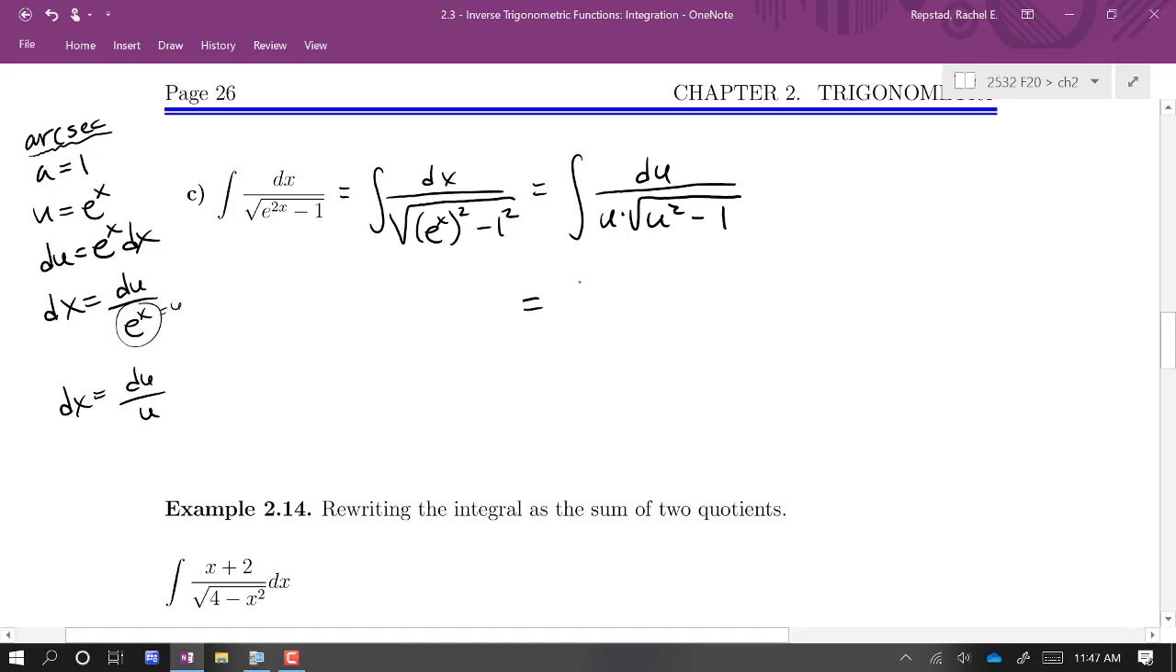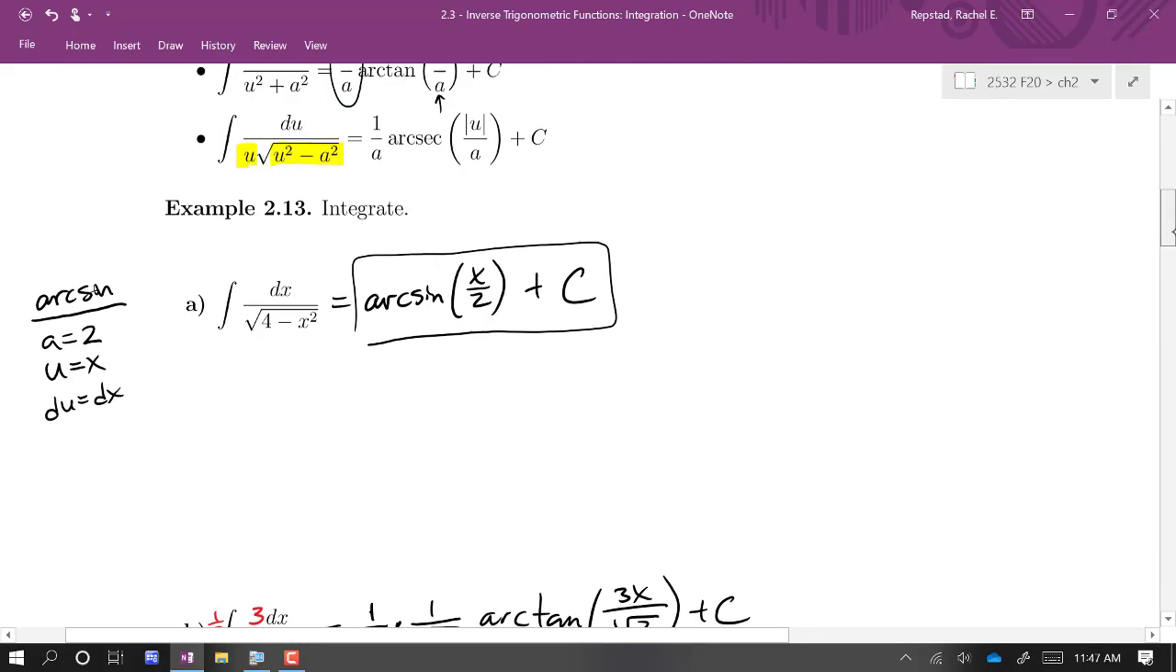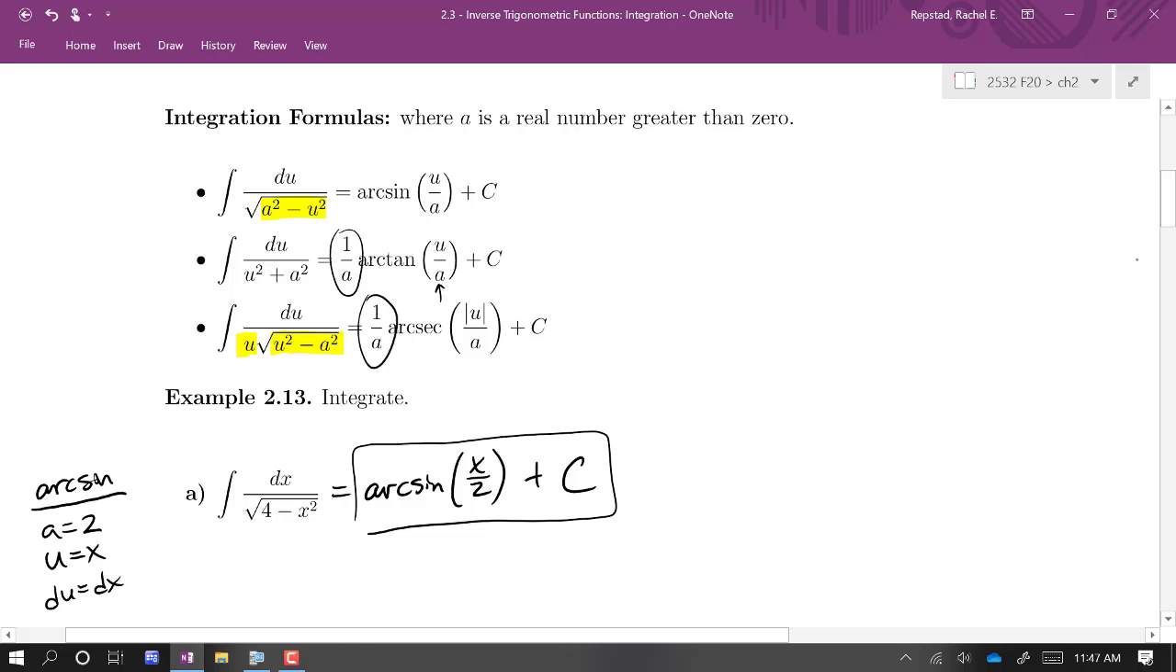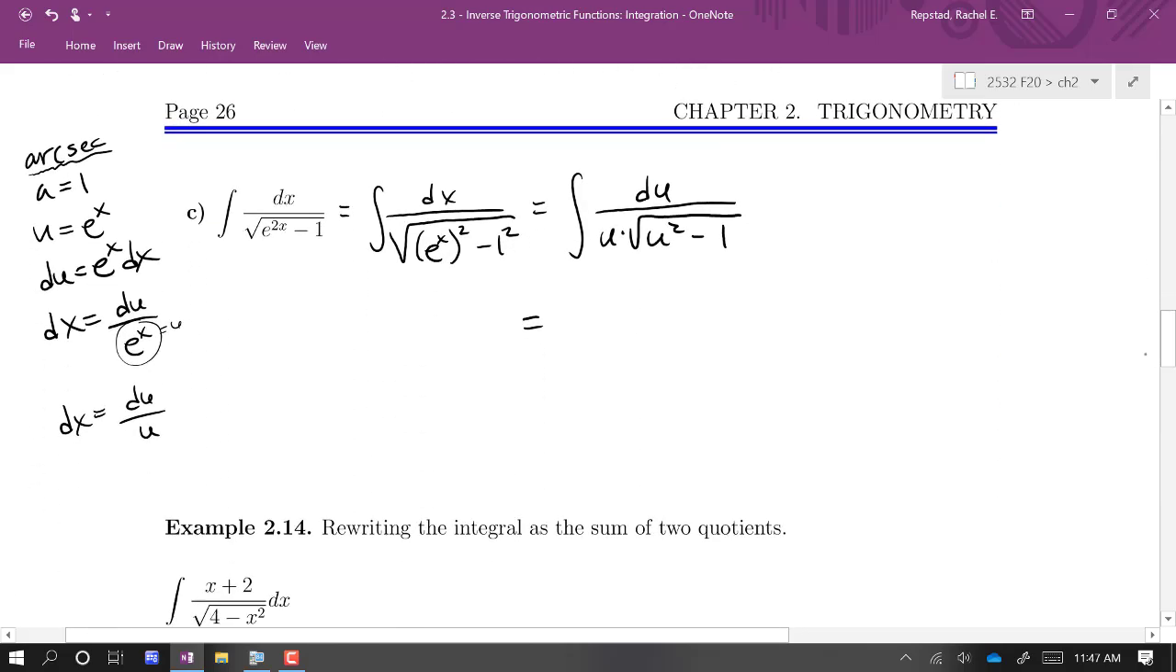So we just get, normally I think the arcsecant has a 1 over a factor out in front, but a is equal to 1, so I'm going to leave that off. So this is arcsecant of absolute value of u plus a constant, so that's arcsecant of, and e to the x is our u, right? E to the x is always positive, so I'm going to leave off the absolute values.